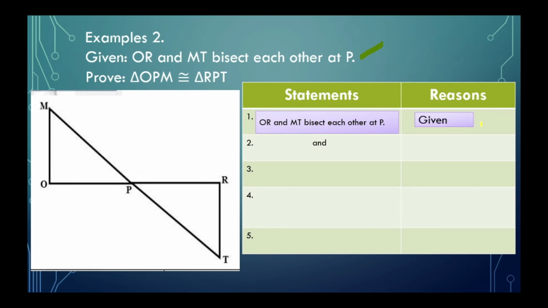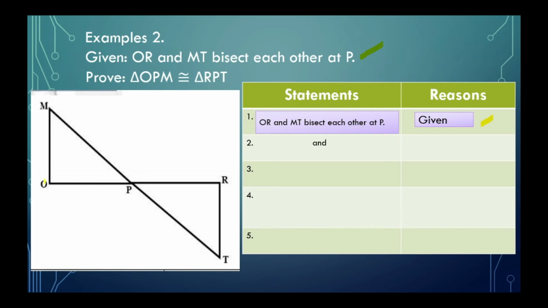And reason, given. Now, sir, wala na pong given. Hindi katulad kanina, ang daming given. Madali nating na-prove. So, in this case, kung wala na tayong given na isusulat, and wala na tayong makita doon sa figure, so, analyze natin yung given. No? So, based on the given, si OR daw, this is segment OR, at si MT, naghatian sa point P. So, kung naghatian, ibig sabihin may congruent parts.